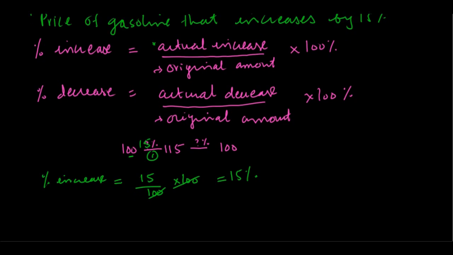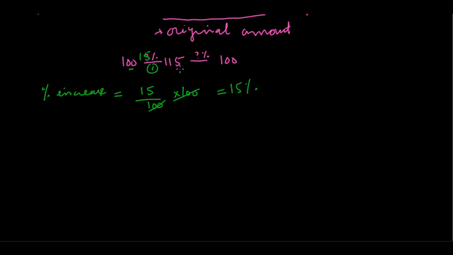What about the next percent? Going from 115 to 100, what's this decrease? So percent decrease, similar formula. Now we'll have the decrease amount, which is 15, over the original amount. In this case, the original is 115. Okay, times 100. So if you do this on the calculator, you'll get about 13%.